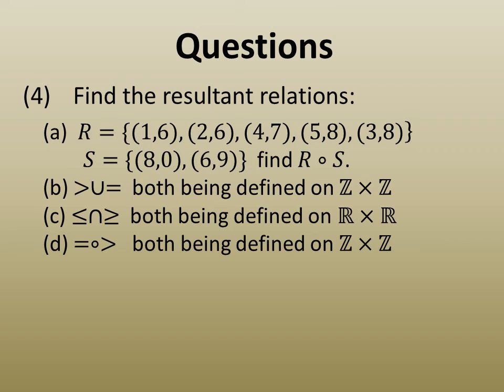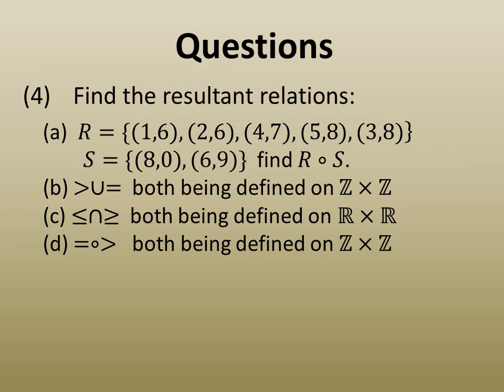Question 4. Find the resultant relations of the following. Part A. R is a set comprised of the ordered pairs (1, 6), (2, 6), (4, 7), (5, 8), and (3, 8). S is the set comprised of the ordered pairs (8, 0) and (6, 9). Find then S composed with R.